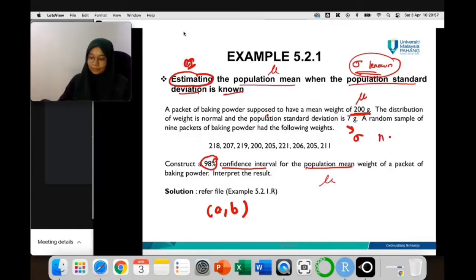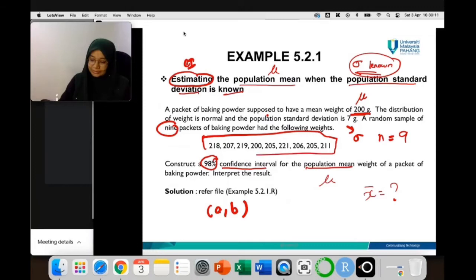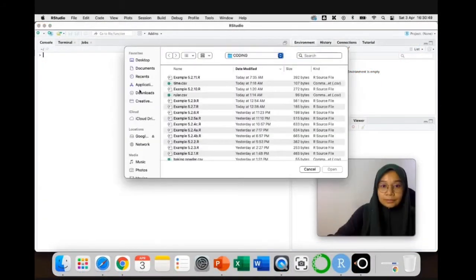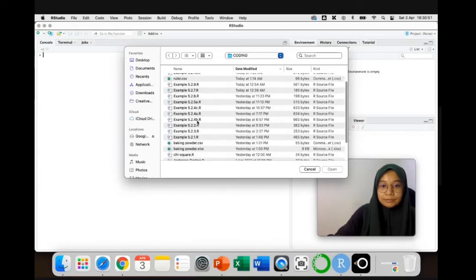Okay. How many samples do we have? n is equal to 9. So what value don't we have? We don't have X bar. How do we find X bar? From this data, you can find X bar. Once you get this value, put it into the formula and you will get the values A and B. That is if you do it manually. So now let's do the interval for one population mean. Example 5.2.1.